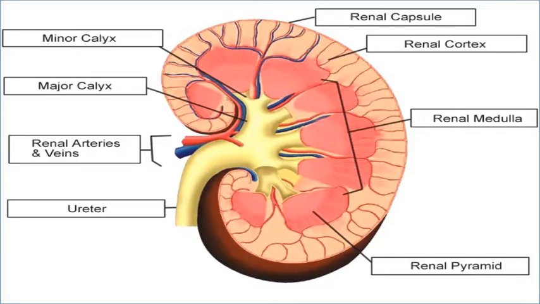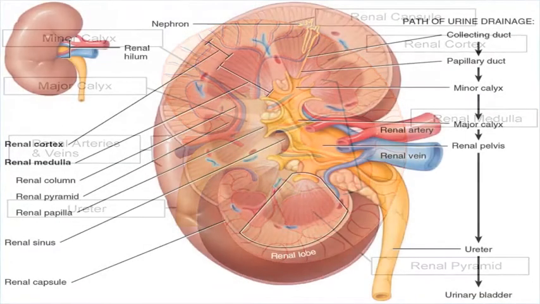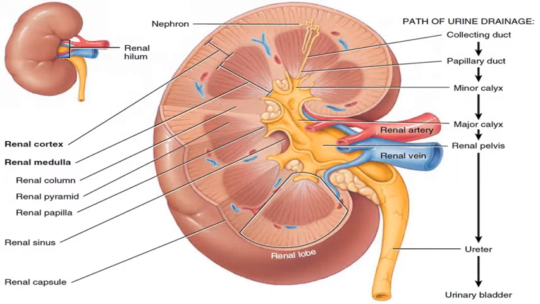The hilar fat is contiguous with a fat-filled cavity called the renal sinus. The renal sinus collectively contains the renal pelvis and calyces and separates these structures from the renal medullary tissue. The kidneys possess no overtly moving structures.